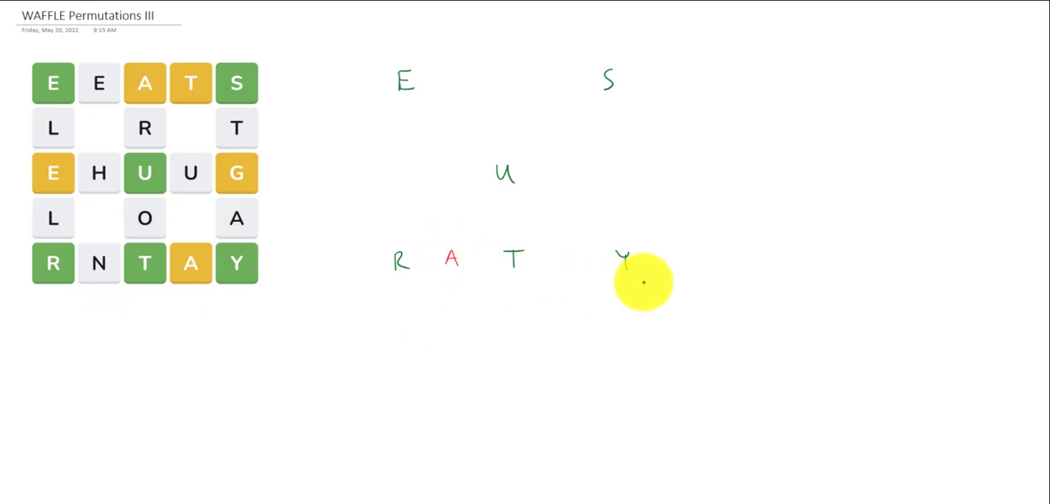My first thought was Tim Rattay, the old quarterback for the 49ers, but I know the A is not in the fourth position. So what could it be? And the only word I could think of was ratty. So we put the T there.